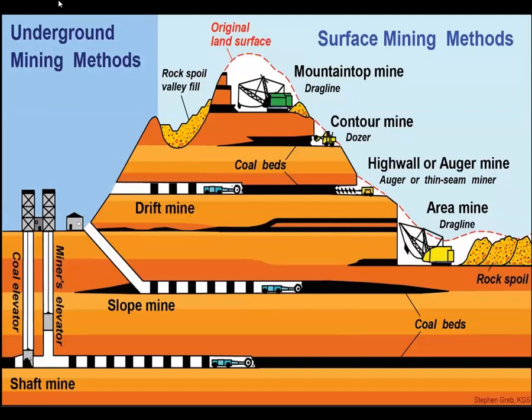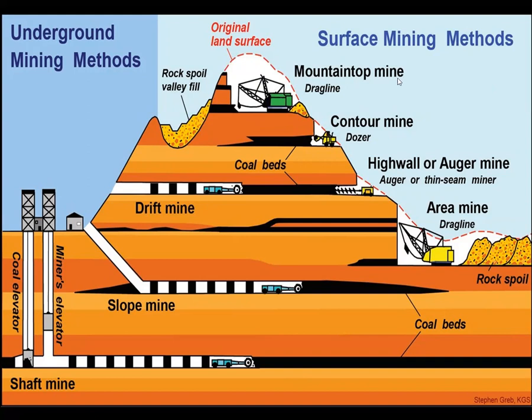On the left side of this picture is the underground mining. Underground mining makes use of shafts and tunnels in order to acquire the minerals that are being mined. On the right side, we have the surface mining, wherein they remove all the soil and rocks in order to expose the minerals that they are mining.